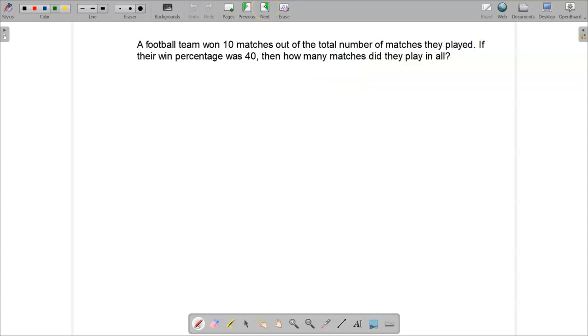The question is, a football team won 10 matches out of the total number of matches they played. If their win percentage was 40, then how many matches did they play in all?